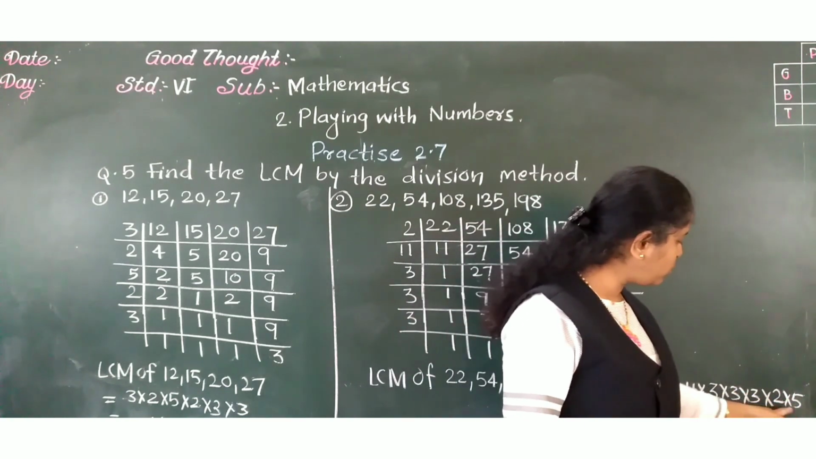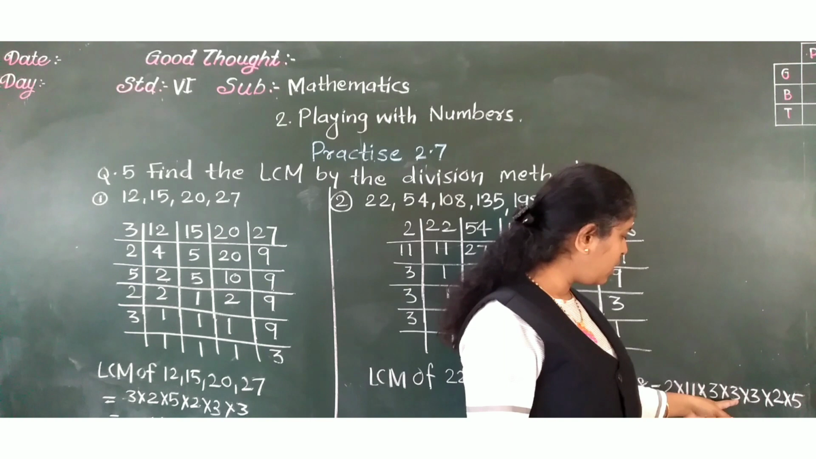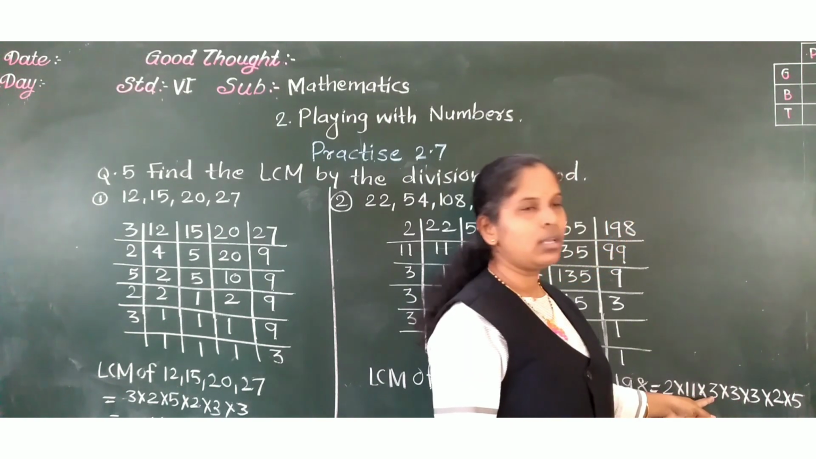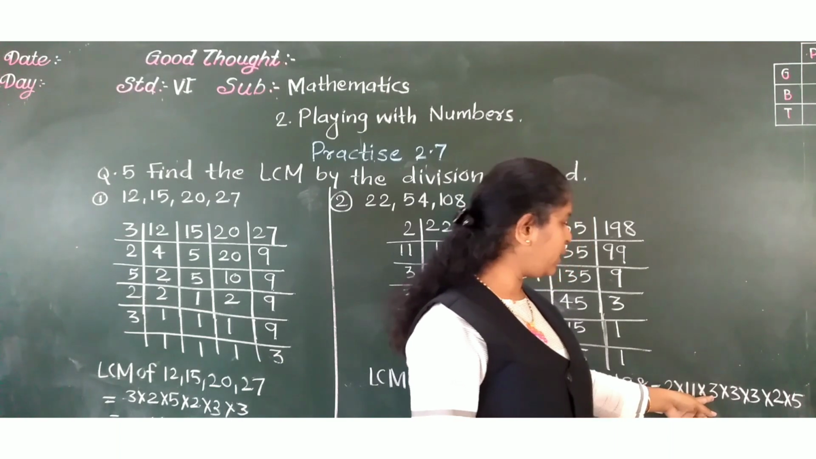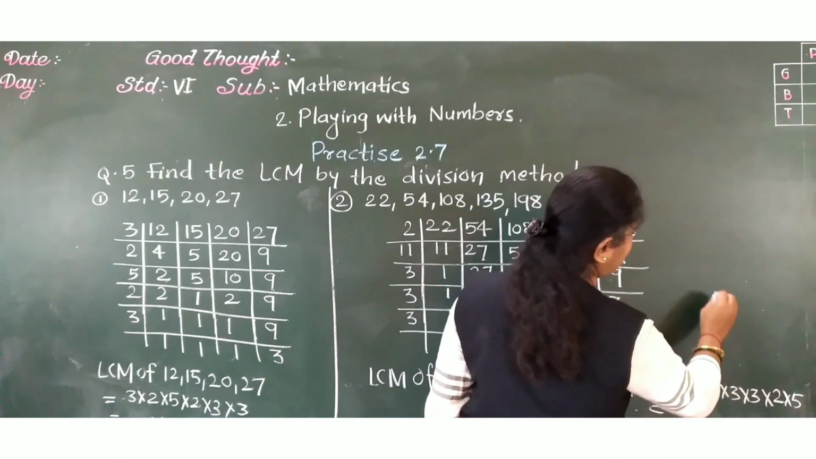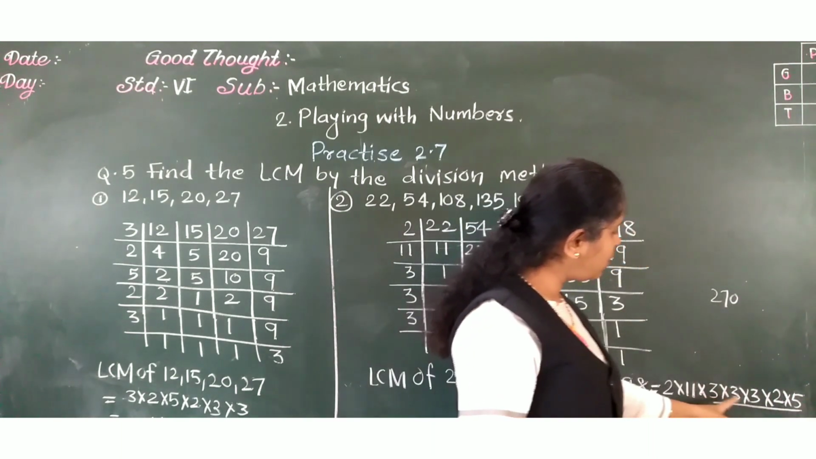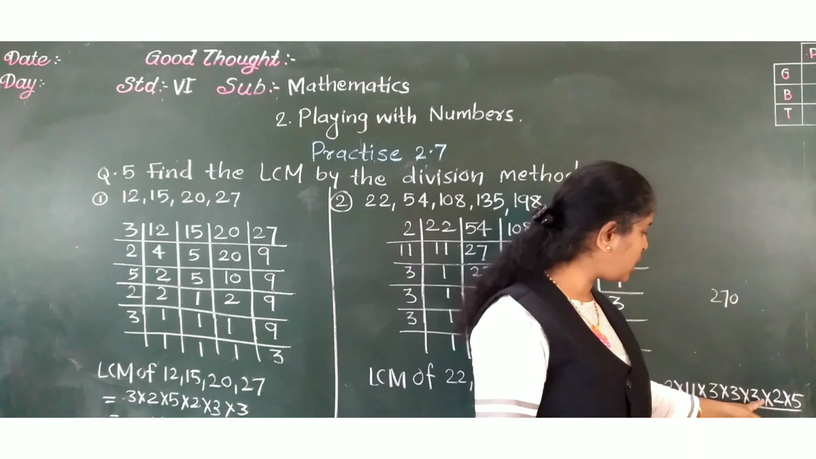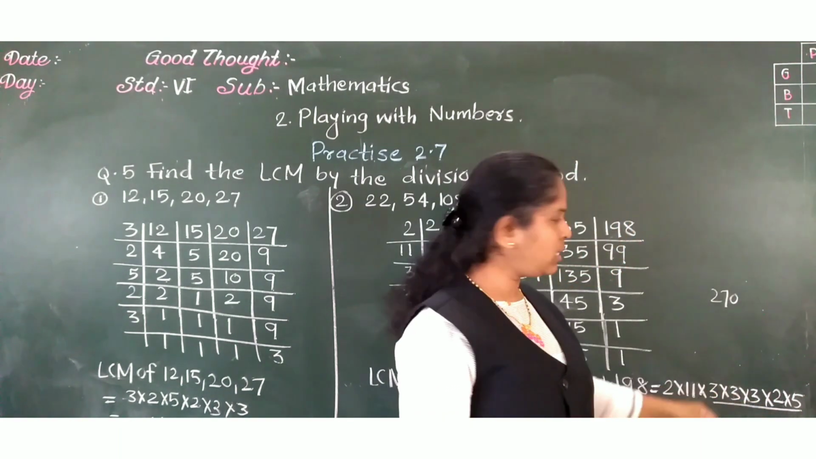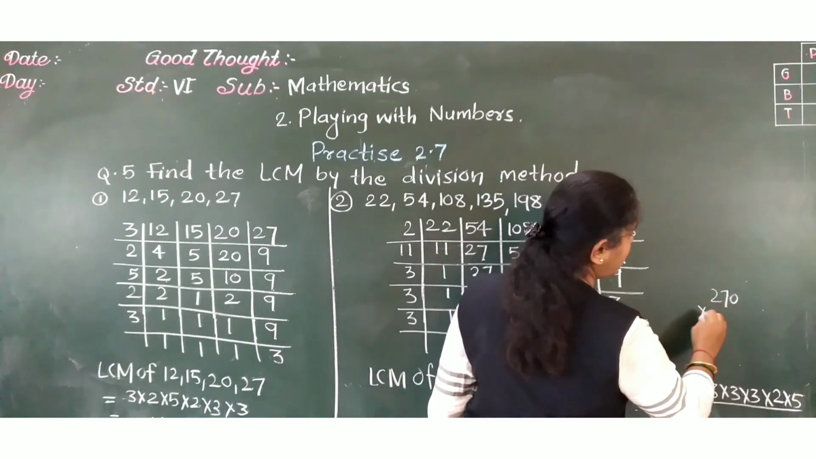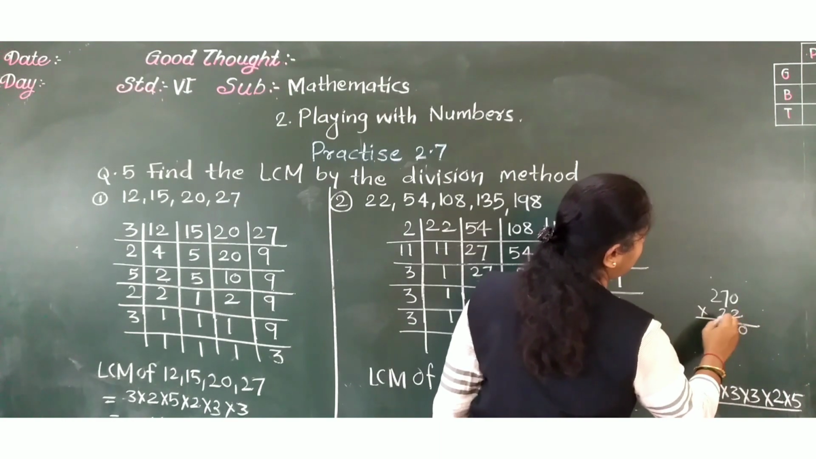Now see, 5 2s are 10, 10 3s are 30, 30 3s are 90, 90 3s are 270. Okay. Up to here we got the answer 270. Correct? See here, 5 2s are 10, 10 3s are 30, 30 3s are 90, 90 3s are 270, and remaining 11 2s are 22. So multiply 270 by 22: 2 7s are 14, 1 5.